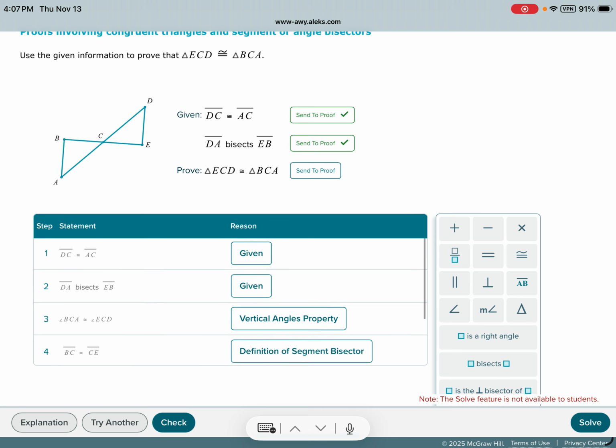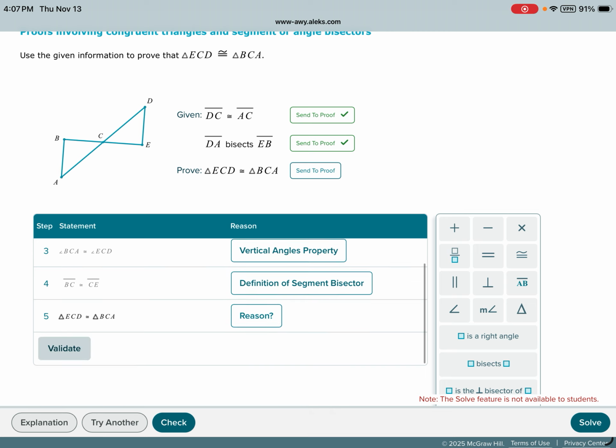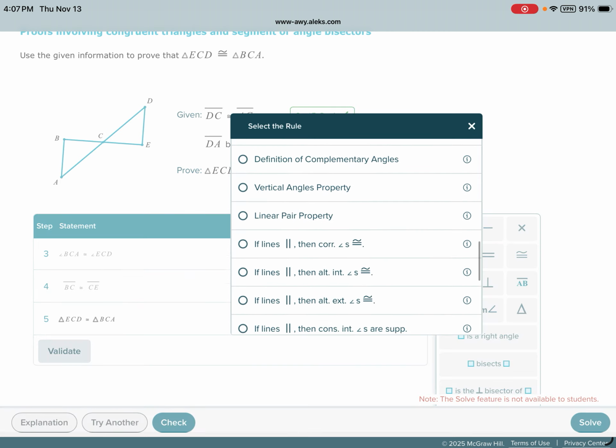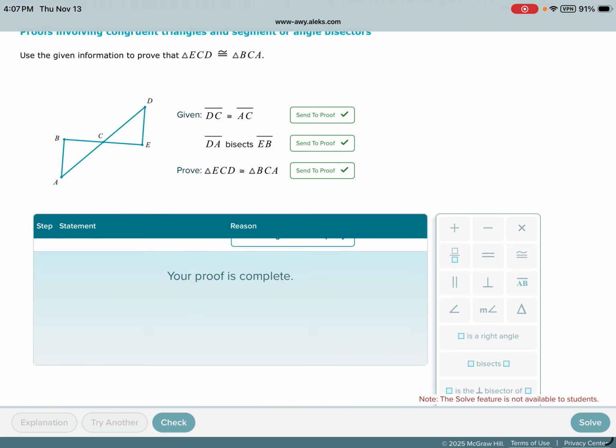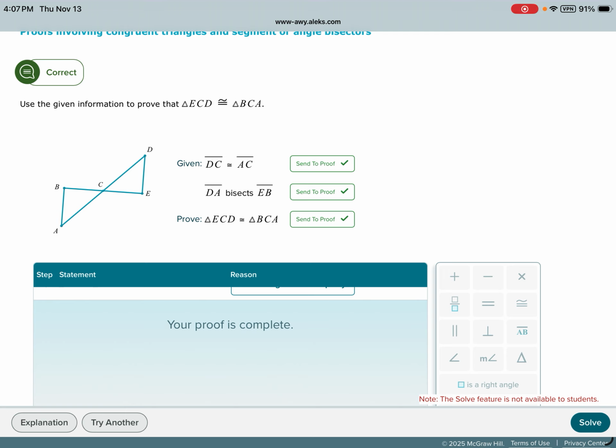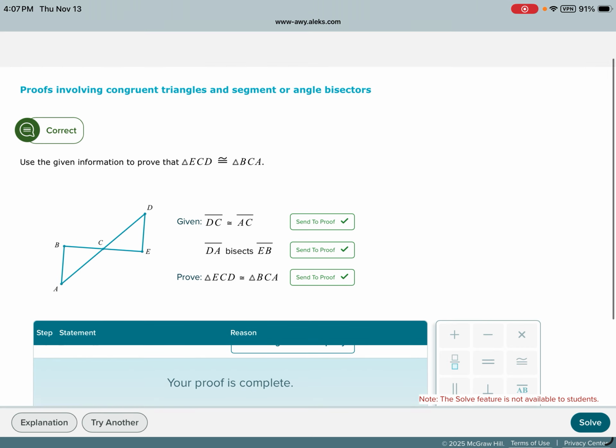And now I have 3 congruent statements. 2 of them are segments, one's an angle. So now I can send a proof and do my side angle side. All right, I hope that made sense.